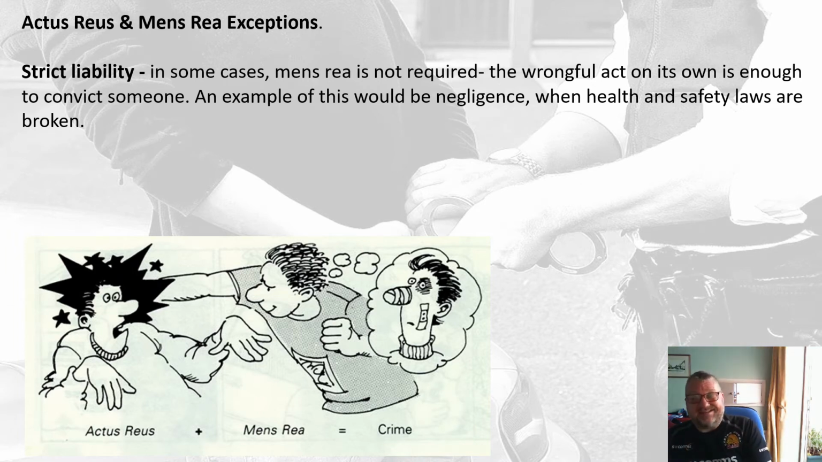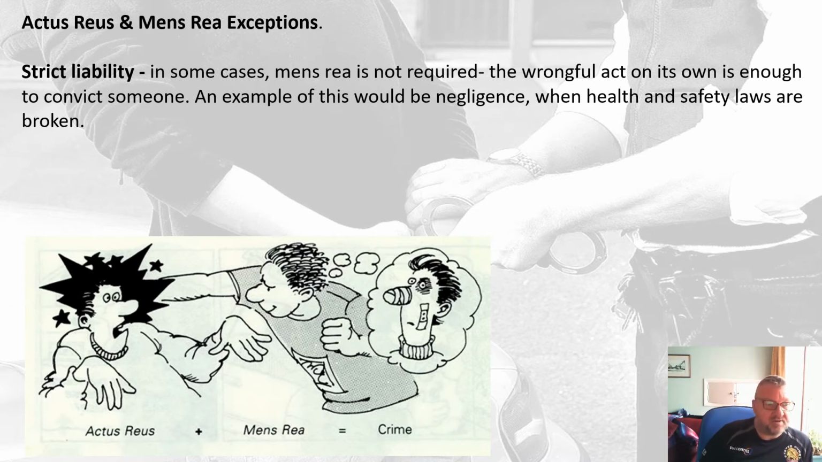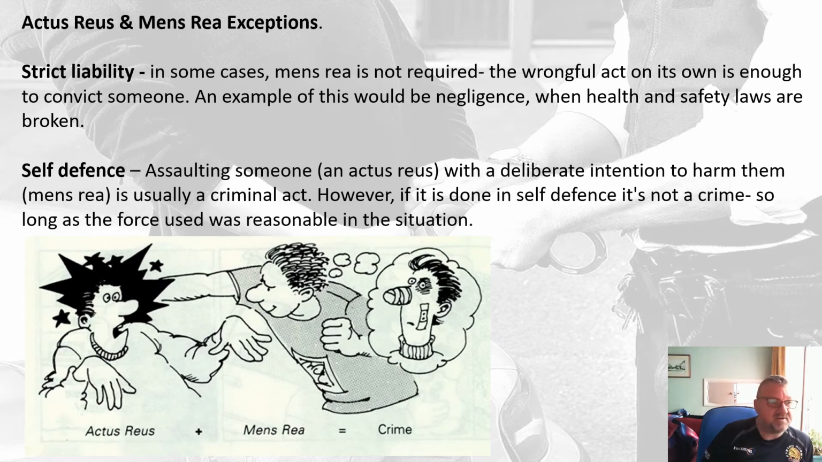In some cases, however, and these are cases of strict liability, mens rea, the thought behind it, isn't required. And that is when the act in its own is enough to convict someone. And these tend to be in cases of negligence, when health and safety laws are broken, when someone hasn't been responsible in ensuring that a building's done safely, etc. They may not have meant to hurt anyone by not following health and safety standards, but of course they have, and therefore health and safety law has been broken. The actus reus is enough to convict.